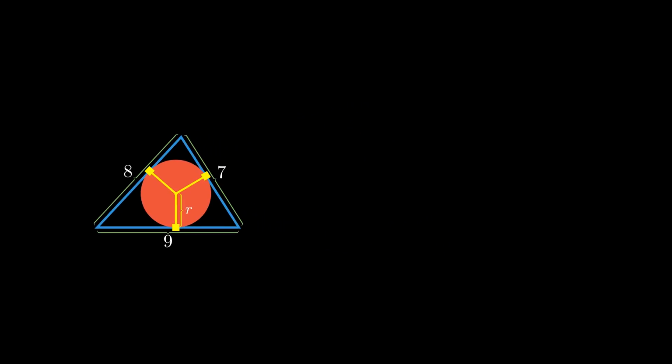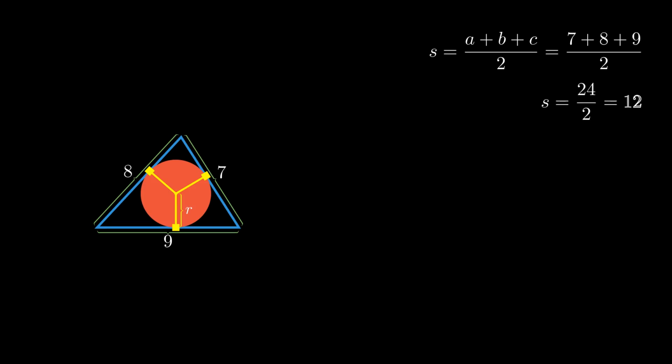Let's start by finding the area of the triangle. Since we know all three side lengths, we can use Heron's formula, which is a standard method for triangles when all sides are known. Heron's formula uses the semi-perimeter, S, which is half the sum of the side lengths. Here, A, B, and C are 7, 8, and 9. Adding the sides gives 24, so the semi-perimeter S is 12. Heron's formula states that the area of a triangle is the square root of S times S minus each side. This formula works for any triangle.